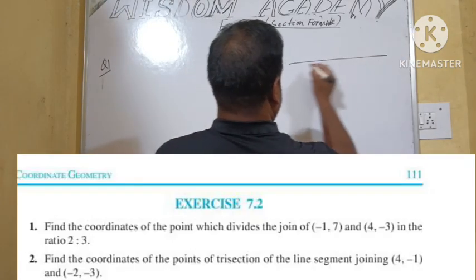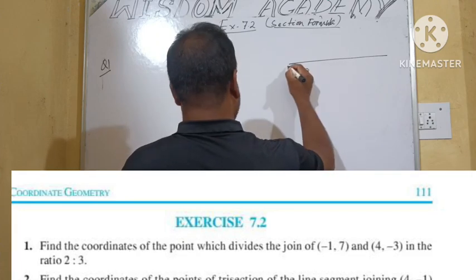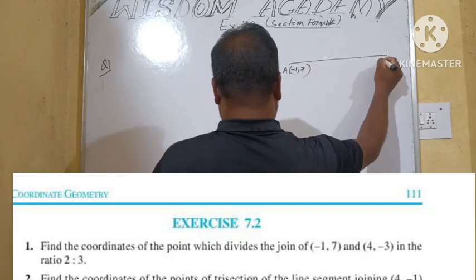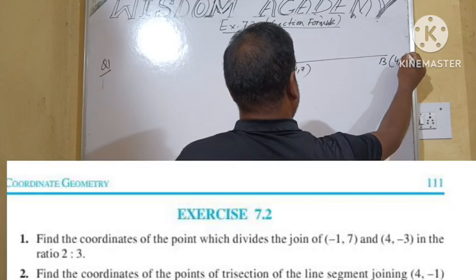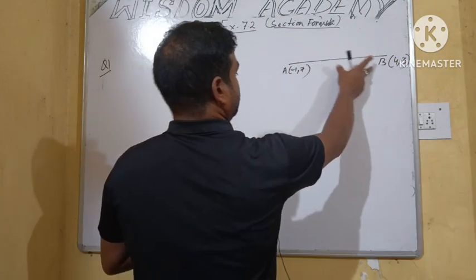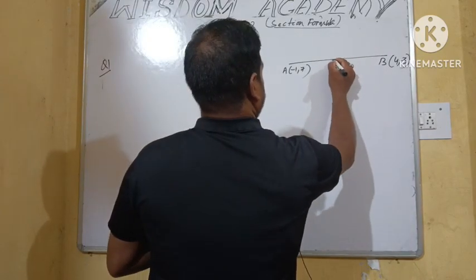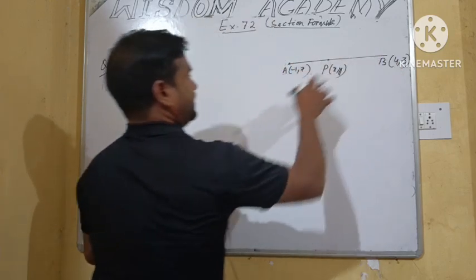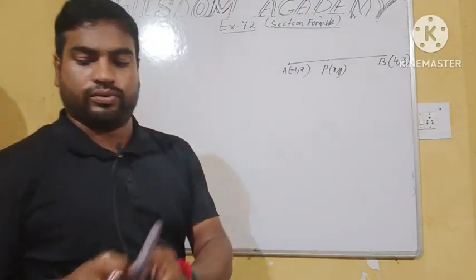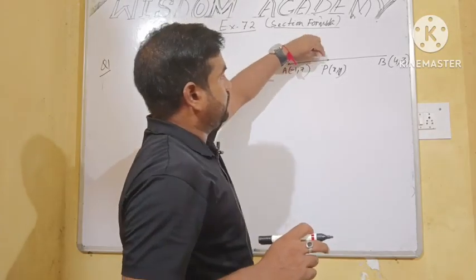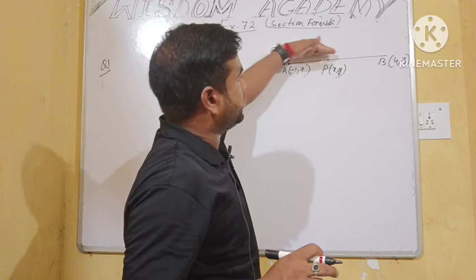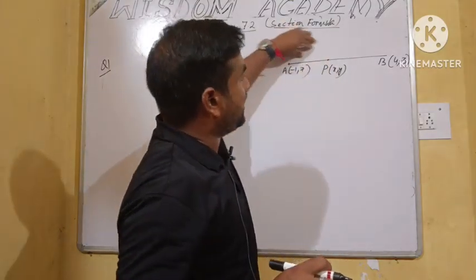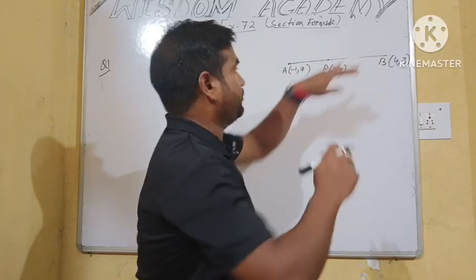Given: find the coordinates of the point which divides the line AB, where A is (-1, 7) and B is (4, -3). Suppose the required point is P(x, y). The point P divides the line segment AB in the ratio 2:3.